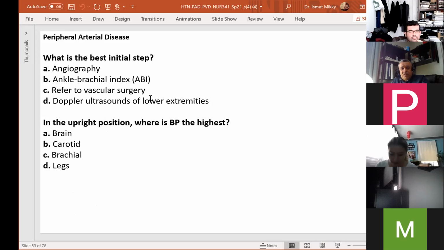Next question, the best initial step would be, I think B. Is it B? B, ankle, right, yes. Yeah, ABI, which is the ankle brachial index. And we said that any number less than 0.9 indicates vascular disease.